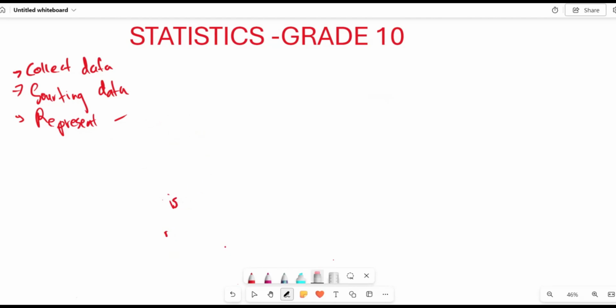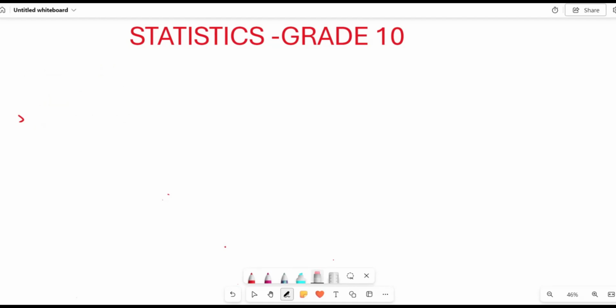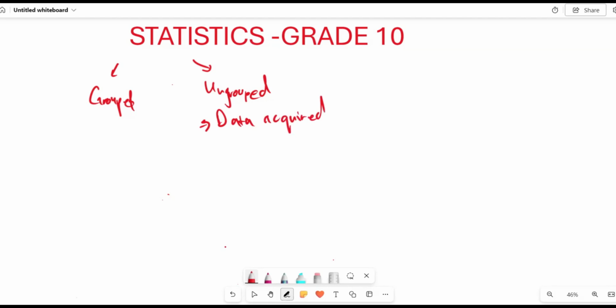Now let's start by understanding. Under statistics, we are going to have what we call grouped data. You are also going to have ungrouped data, which is mostly what we are focusing on today, which is going to be the data that is acquired through counting, right?